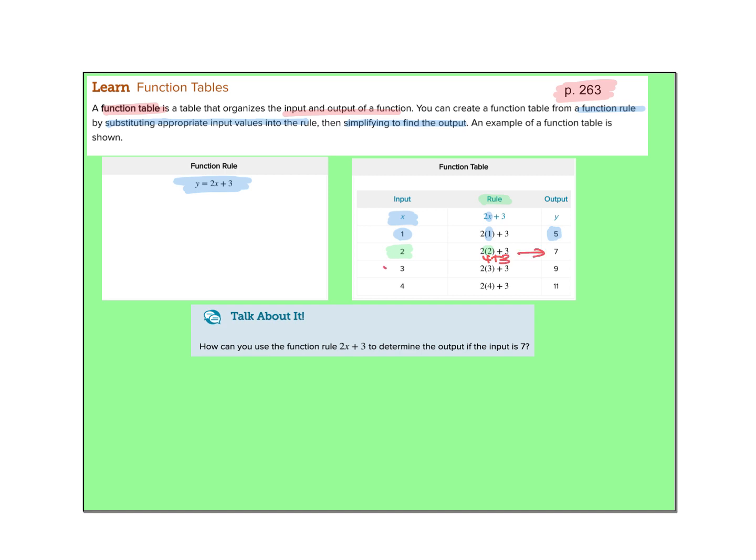Then they did the same thing for 3, for 4. It says, well, could I do the same thing if the input is 7? Okay, I want you to add this to the bottom of your table. Put a 7 there, or wherever you have some room on this page. So basically, I'm going to do 2 times 7, and then I'm going to add 3 to that. Well, I know 2 times 7 is 14, 15, 16, 17, so my output would be 17. You just completed a function table.